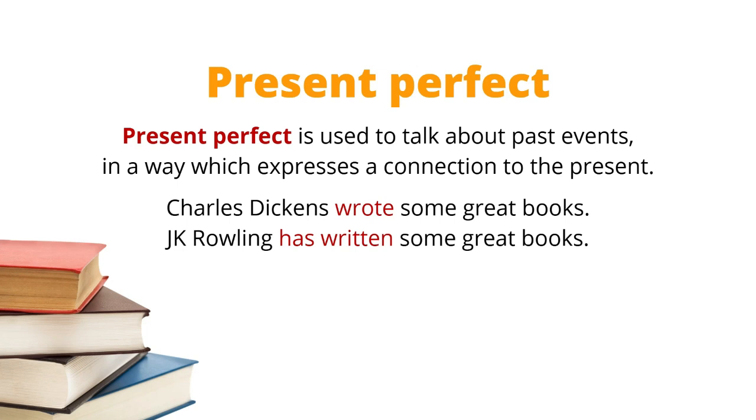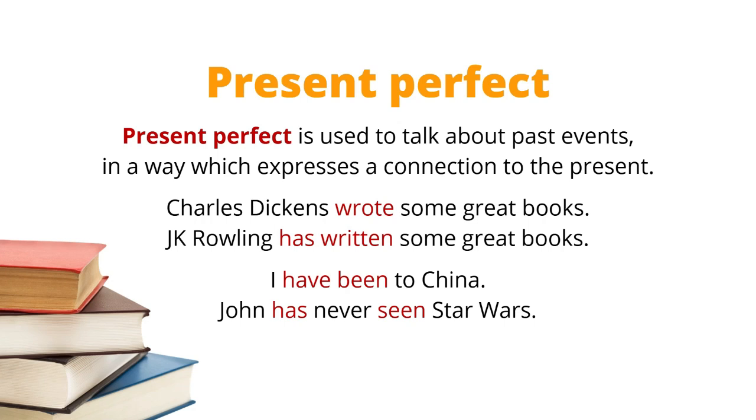Now, you can see in the first sentence we're using a past simple, whereas in the second sentence we're using the present perfect. Now, why would we do that? For the simple reason that Charles Dickens is dead. J.K. Rowling is still alive, so she can continue to write more books. So we see her life as being connected to the present. Whereas Charles Dickens, as he died a long time ago, does not have the same connection to the present, so we cannot use a present perfect. We have to use the past simple. I'll elaborate further in a moment.